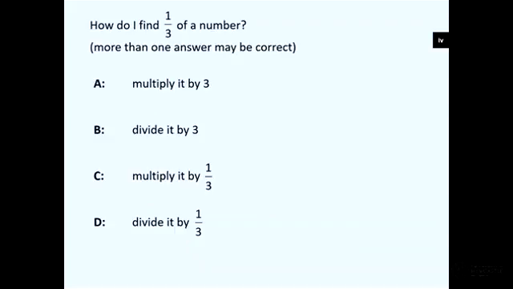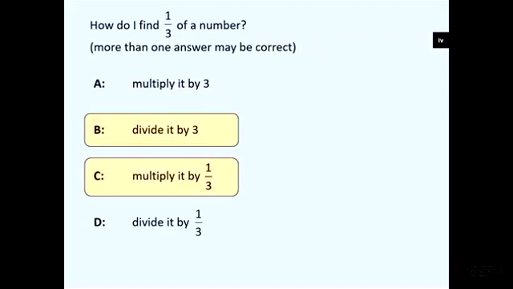How do I find a third of a number? Even though you've got a calculator, you might be thinking times, divide, and you don't have to know all the options. But finding a third of a number, divide by 3 will do it. So B is a correct answer. There's another correct answer there: C, multiply it by a third. They're exactly the same thing. Dividing a number by 3 thirds it. Timesing it by a third thirds it. So they're both good answers. That's what I'm getting at.